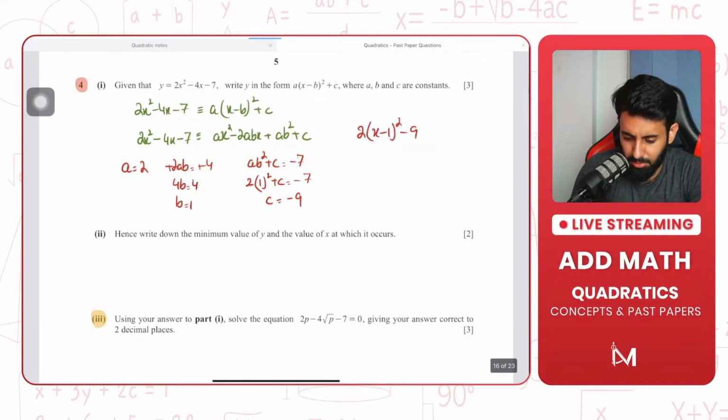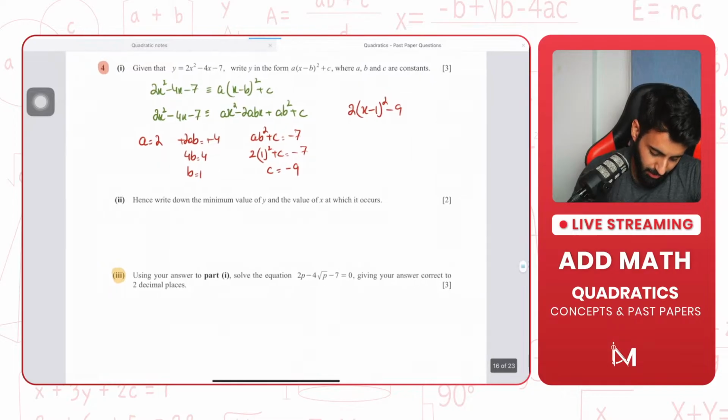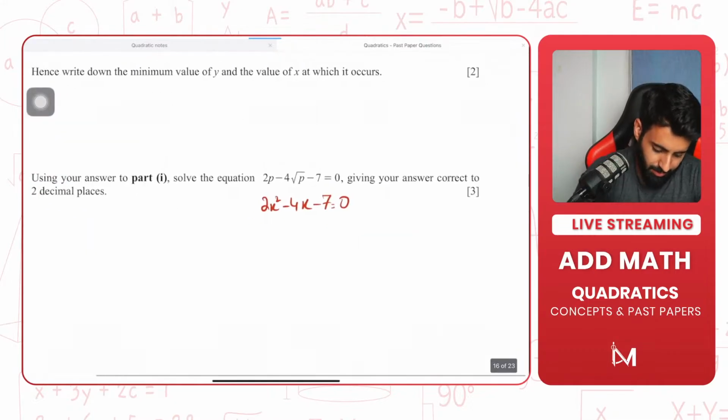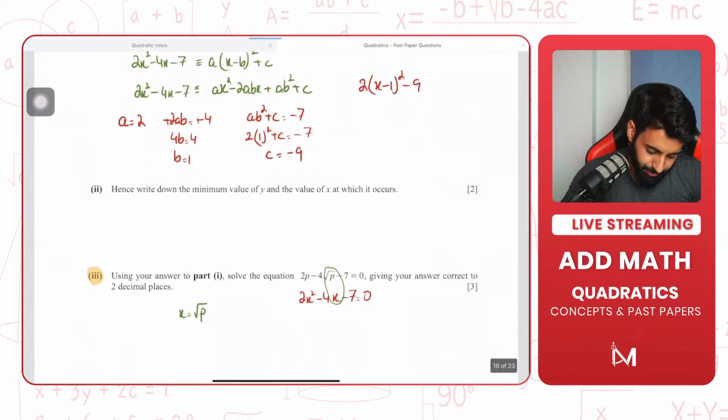Now let me double check before we move on to the next part. Okay, so far so good. Okay, then it says use your answer to part 1. Now, if you compare the two equations here, 2x² − 4x − 7 equal to 0, what do you observe? You observe that x is actually equal to under root p, okay? And that's what we're going to do.